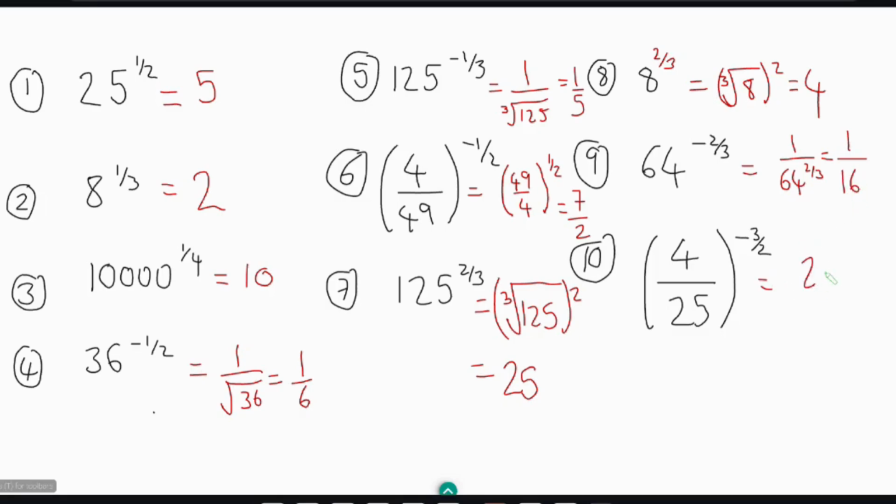Let's flip first, and then power 3 over 2. The cube root, no, the square root cubed. Square root of 25, 5. Square root of 4, 2. Then we need to cube both of those, so 125 over 8.